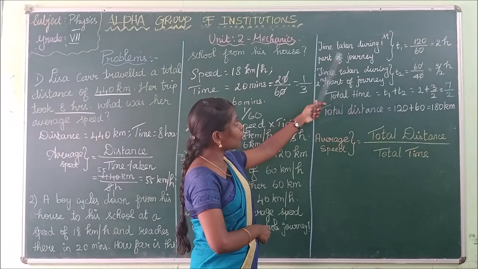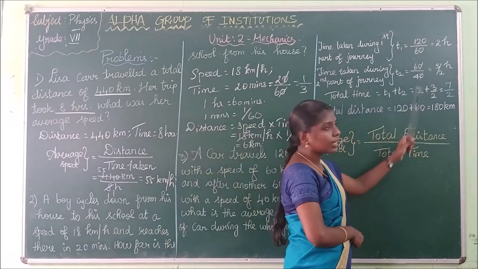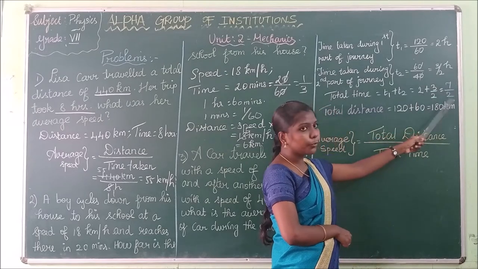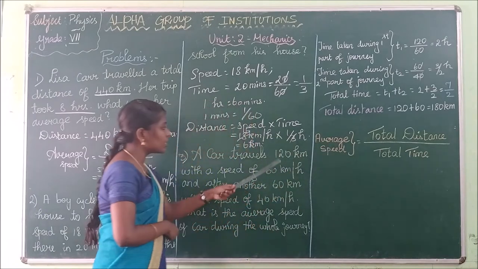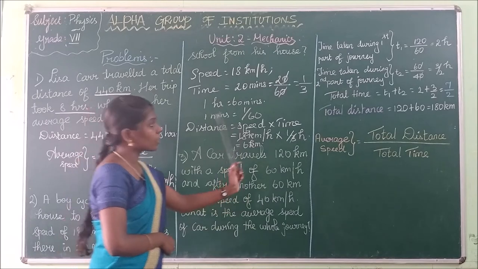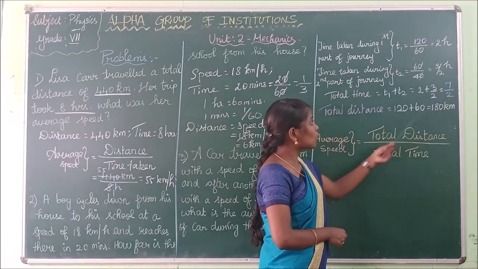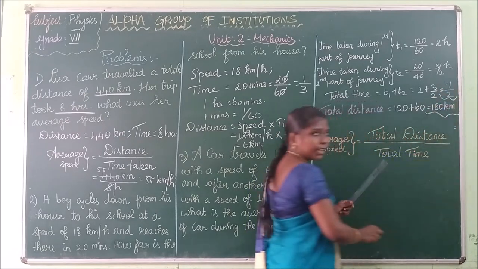Total time taken, you have to add t1 and t2. 2 plus 3 by 2. 4 plus 3 by 2 is 7 by 2. Total distance traveled is, you have to add both the distances. 120 km and 60 km. 120 plus 60 is 180 km. So we have found total distance and total time taken.